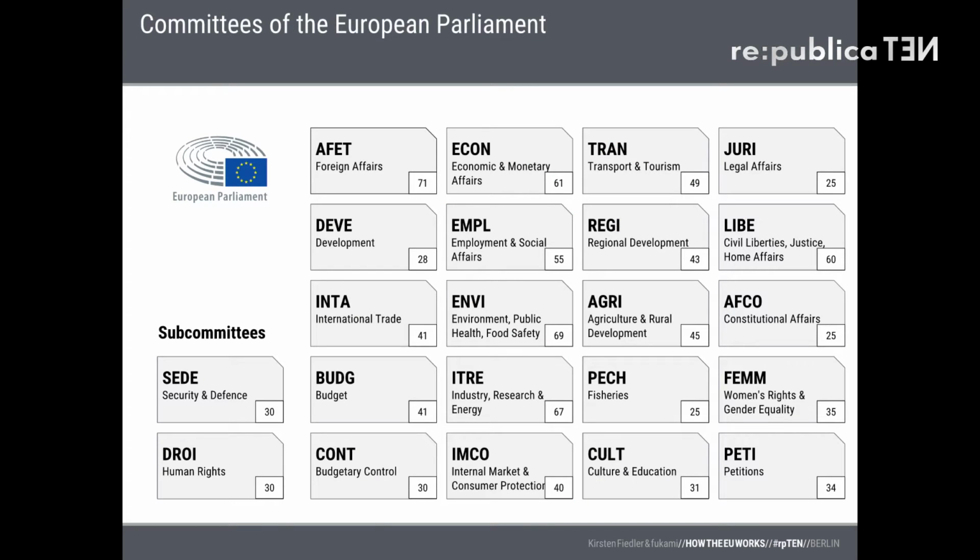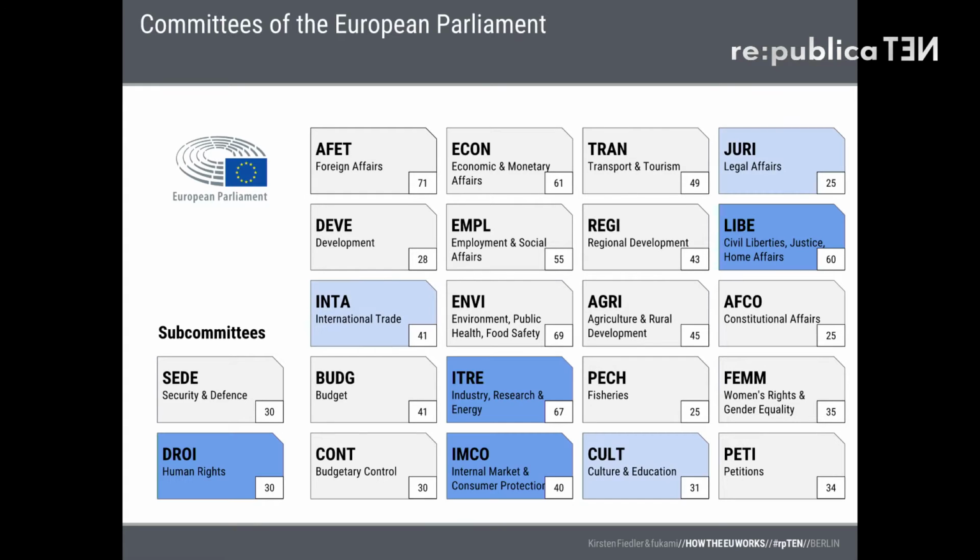So as I said, there's 20 committees and 2 subcommittees in the parliament, and for digital policies, the dark blue ones here are actually the ones that are most important for us. Those are the LIBE committee with civil liberties, justice and home affairs questions, then the ITRE committee, industry, research and energy, the IMCO, internal market and consumer protection. Unfortunately, it's mostly more IM than CO that's being discussed in there. And then there's also, well, international trade. They discuss trade agreements like TTIP, TISA, and also, a couple of years ago, ACTA.